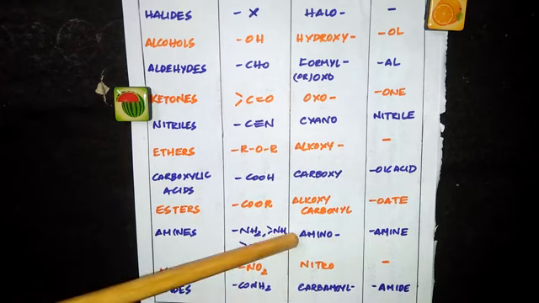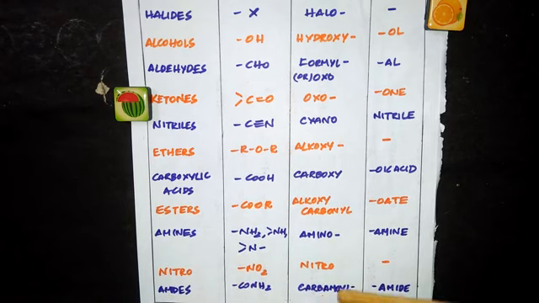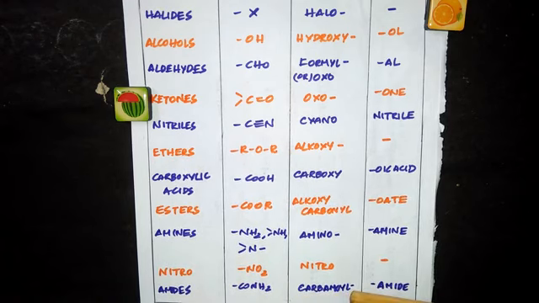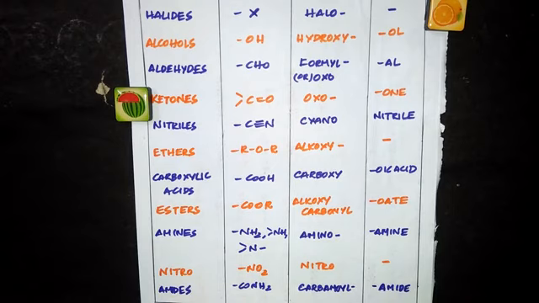Next, nitro. NO2 is the functional group for nitro, the prefix that we use is also nitro, and there is no suffix. Last one, amides. CONH2. If you have this group, we call that class of organic compounds amides, and the prefix name is carbamoyl. Carbamoyl. And the suffix name is amide. So these are some common functional groups. Remember them, and remember that functional groups determine the chemical properties of molecules.